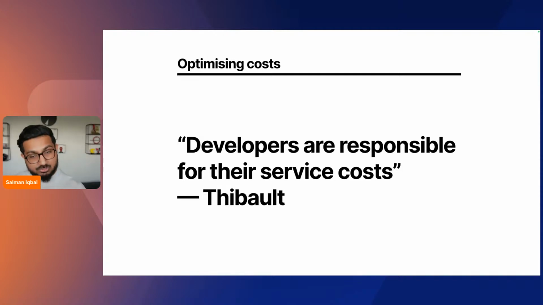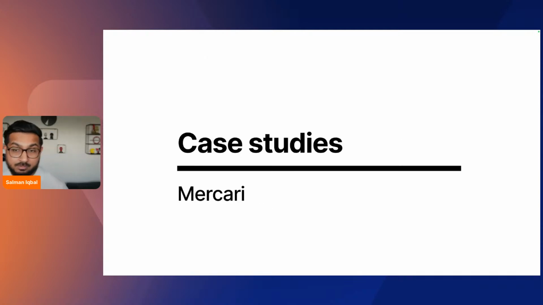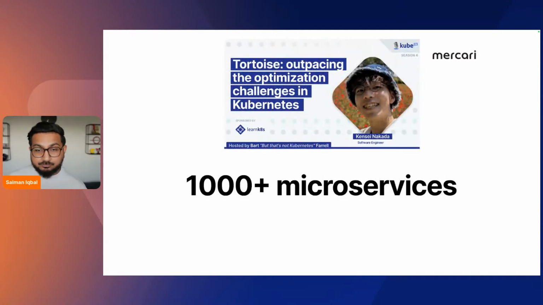Because the ARM nodes were cheaper, people were incentivized to reduce the cost. So I kind of like that. Also at Mercari, we had Kensi, who talked about this. This is pretty cool. It's a Japanese marketplace, Mercari.